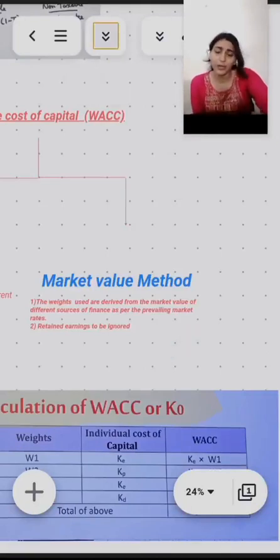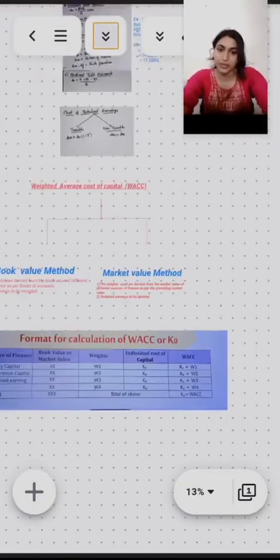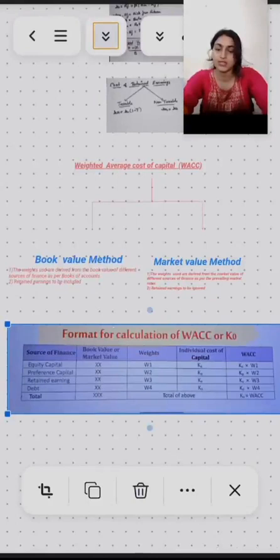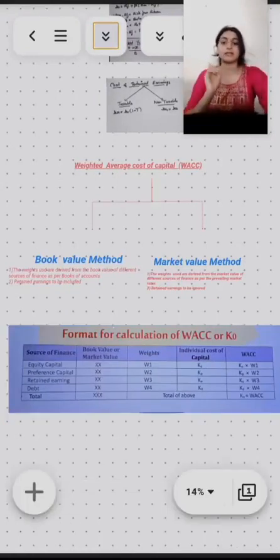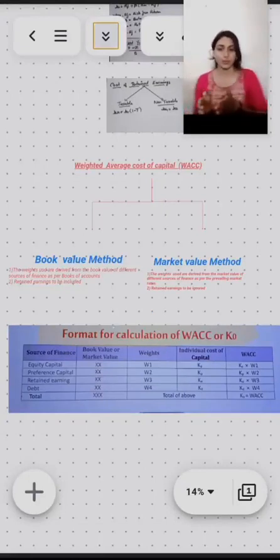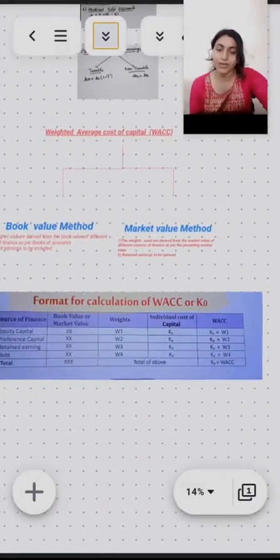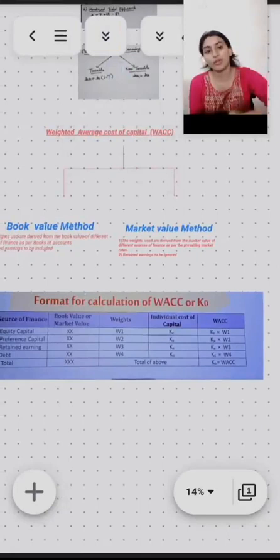Now what is the format for calculating the weighted average cost of capital? We have five columns. The first column is the source of finance, whether it is equity, preference shares, retained earnings, or debts. The second column is the values, the book value or the market value. The next column is the weights. How to calculate the weights? When we solve the problem, I'll teach you.